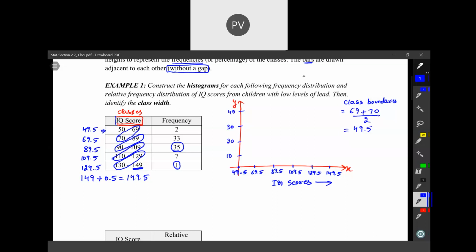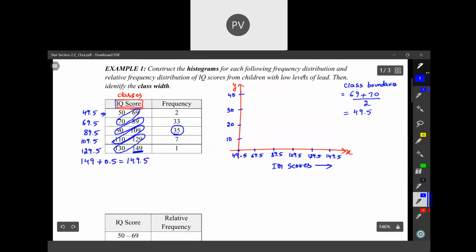Can I take it as 5, 10, 20, 30? Yes, you can. It has nothing much to do with the concept. It is more of your convenience. Okay. Now let's see how many of them have the IQ scores between 50 to 69.